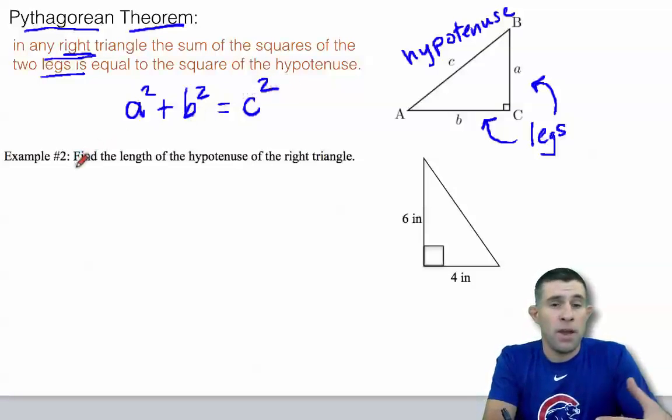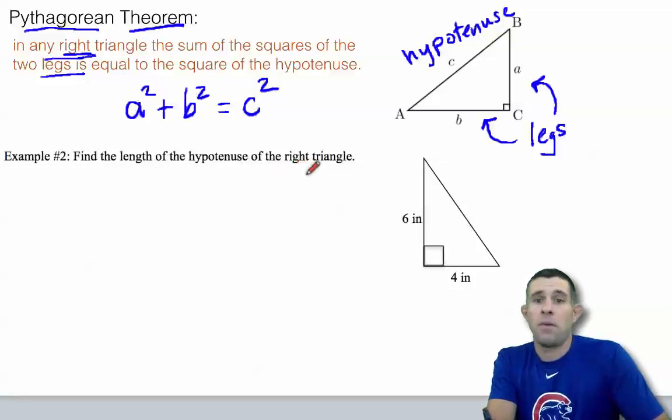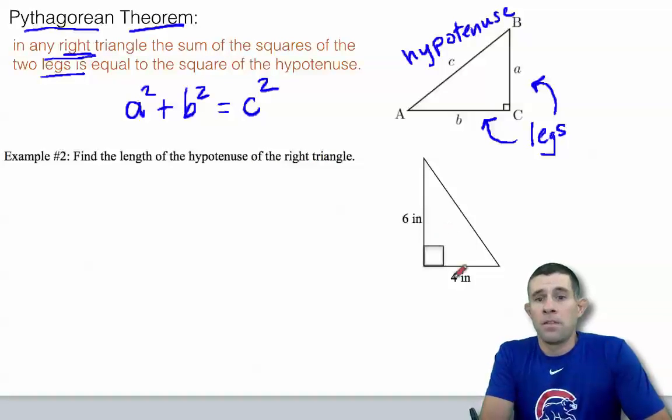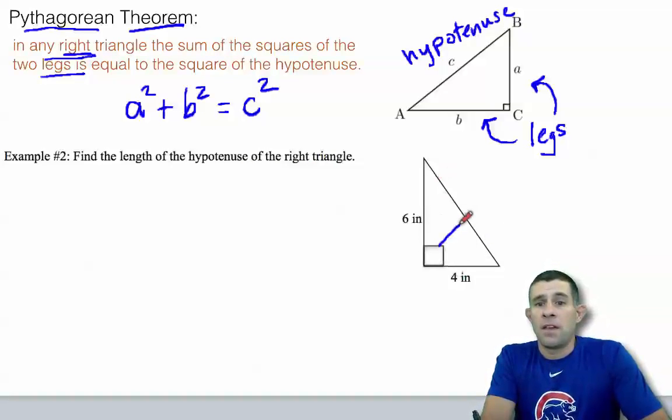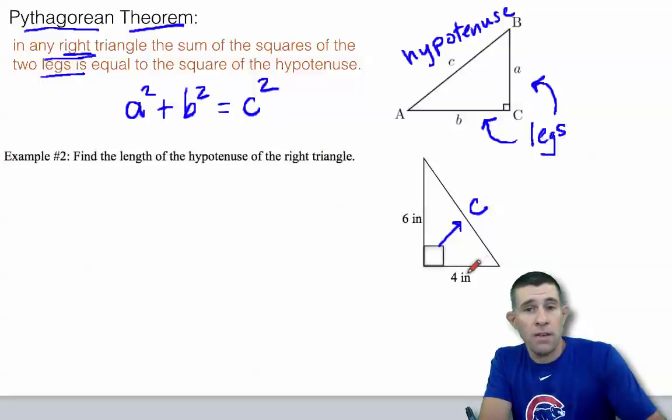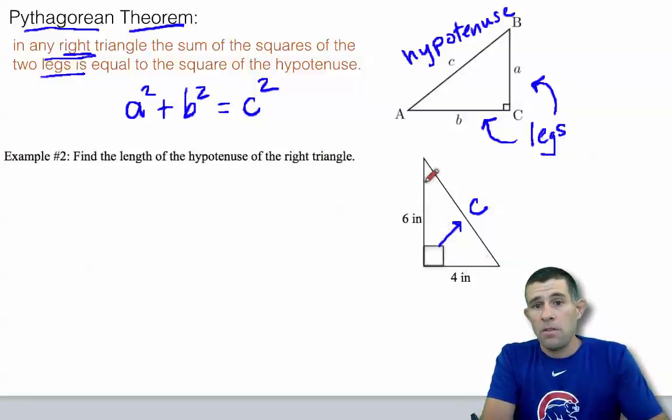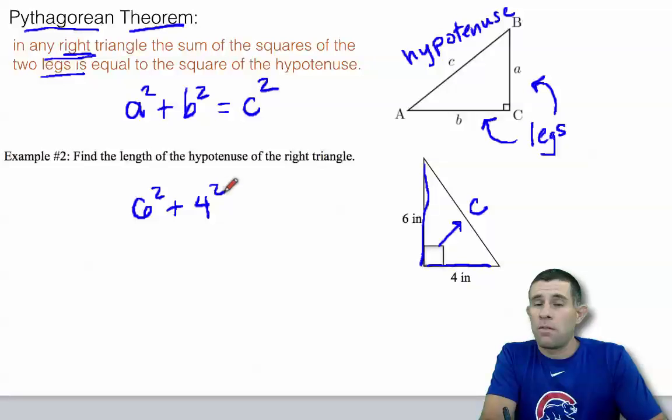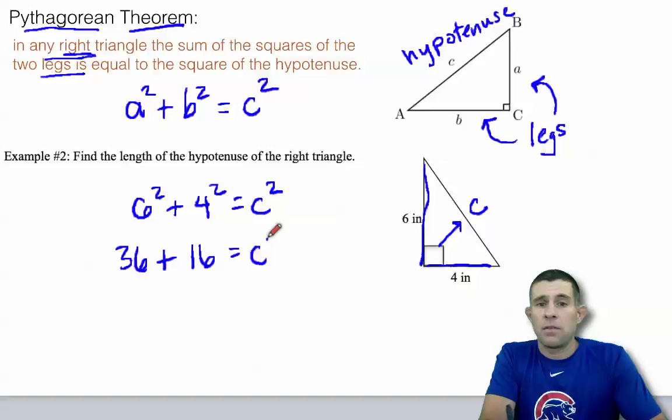So let's put it into practice now in example 2. It says find the length of the hypotenuse of this right triangle. So I'm looking at my right triangle. I see that across from my 90 degree is my hypotenuse. That's what I want to find. I'm going to label this C. My other two legs here are 6 and 4. I know that if I square 6 and add that to the square of 4, I should get C squared. So 36 plus 16 is equal to C squared.